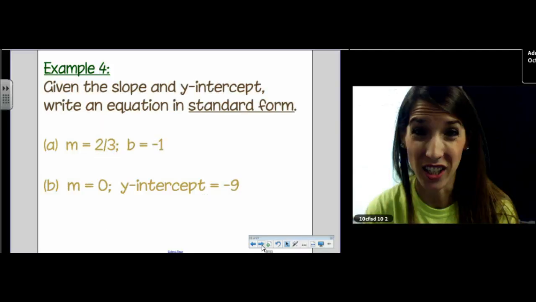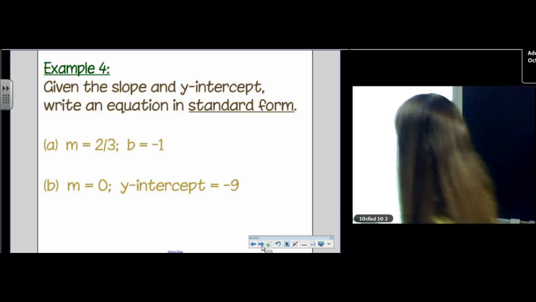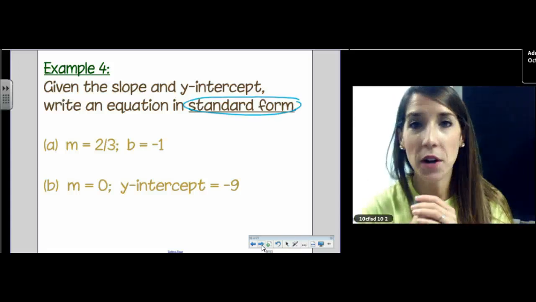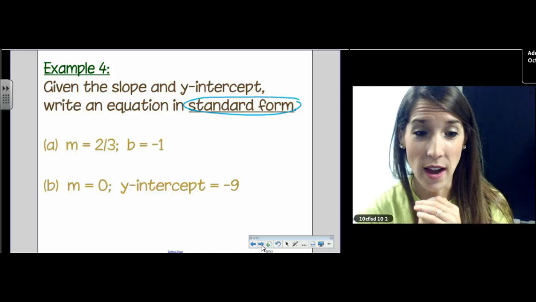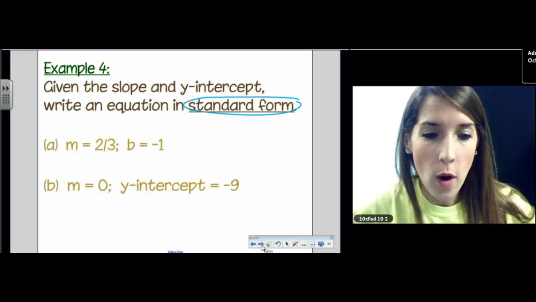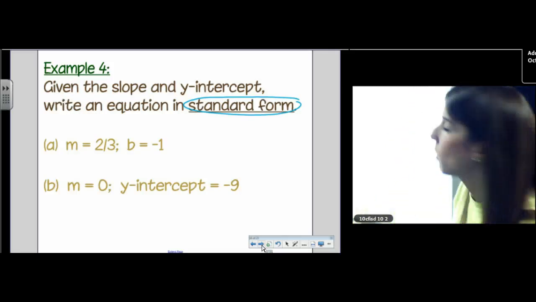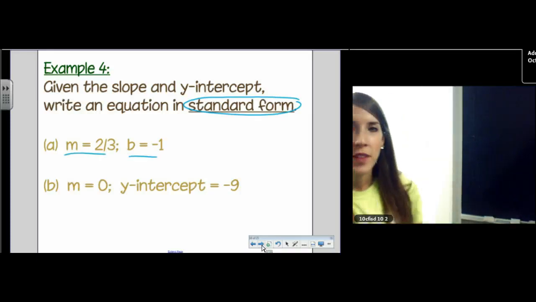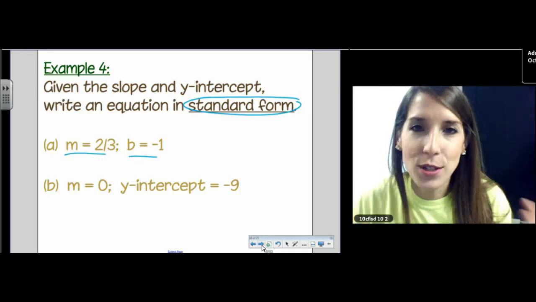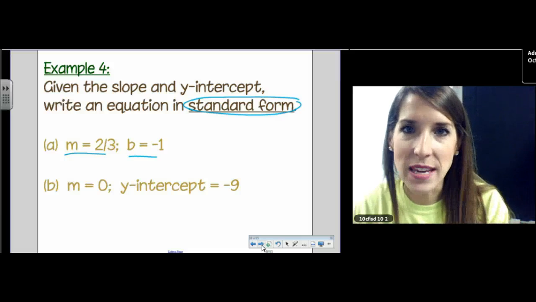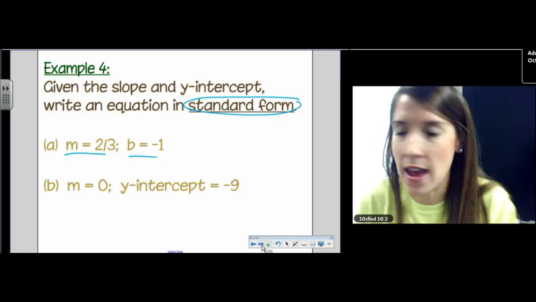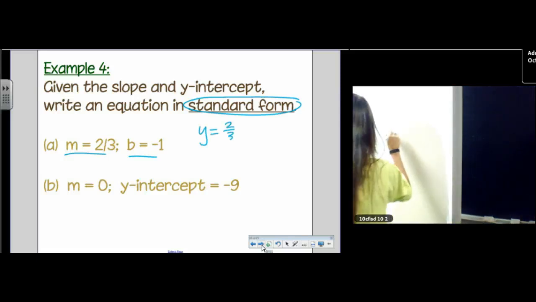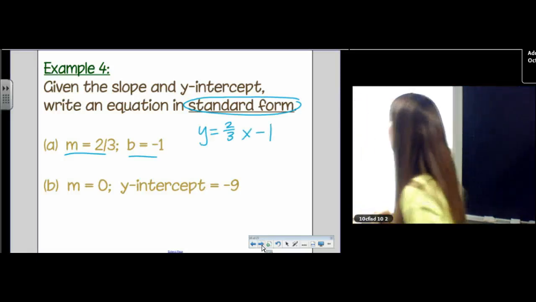Now, here's the kicker. Write an equation in the standard form. We're going to write an equation in standard form, so get ready. Okay. What we can do, like on A, is if I give you an m and a b, you start out in y equals mx plus b, because that form has those letters, okay? So I would start out in y equals mx plus b.